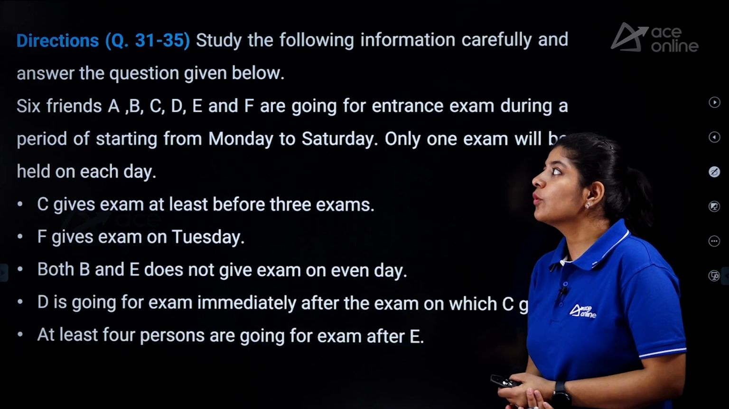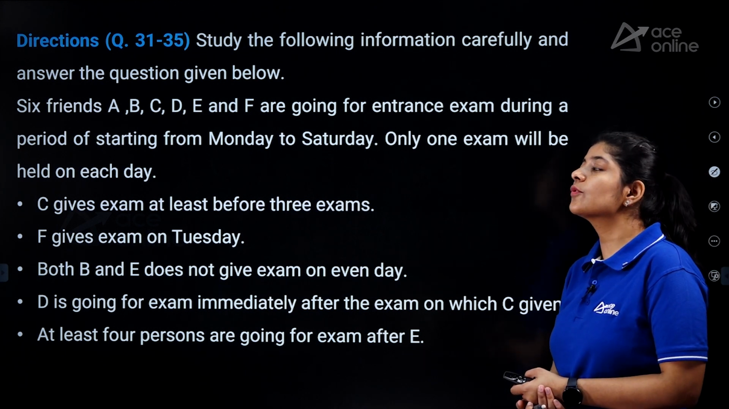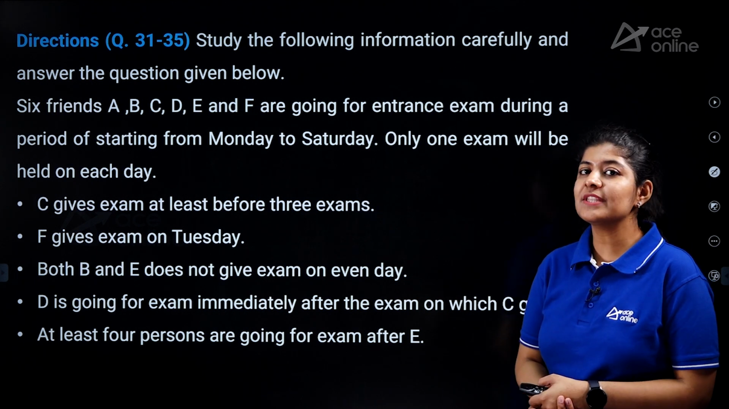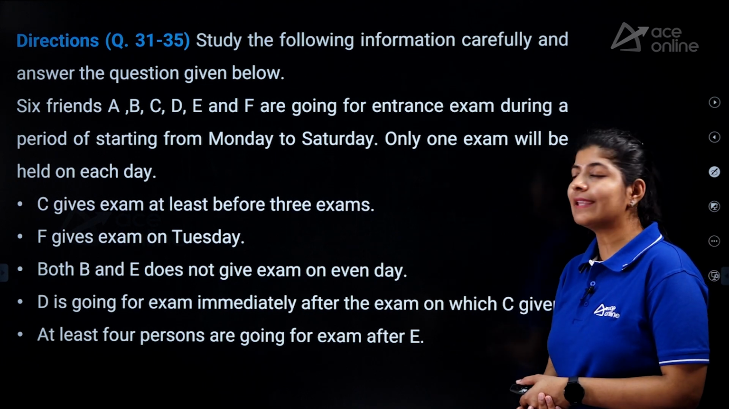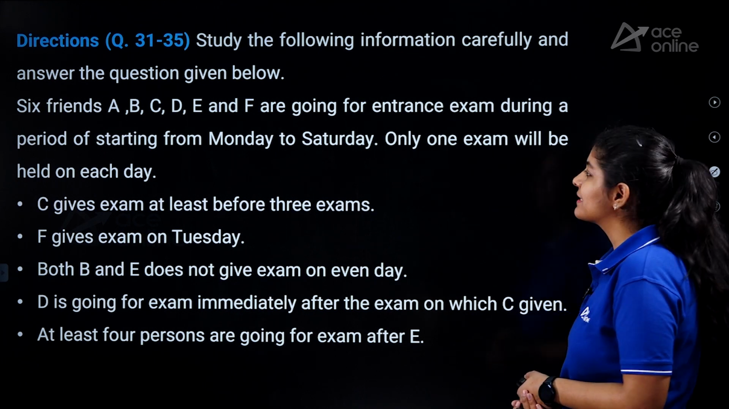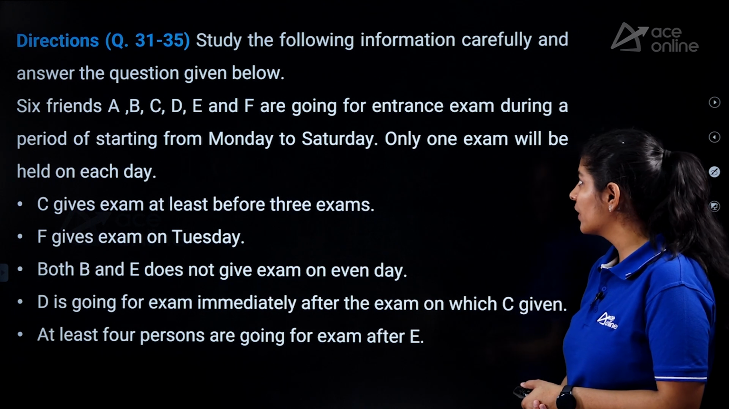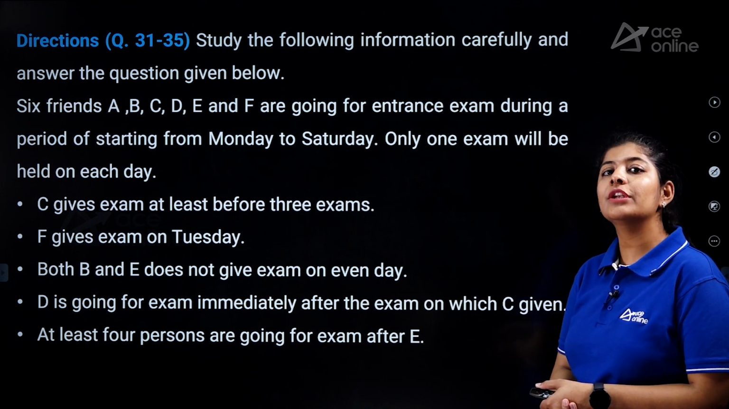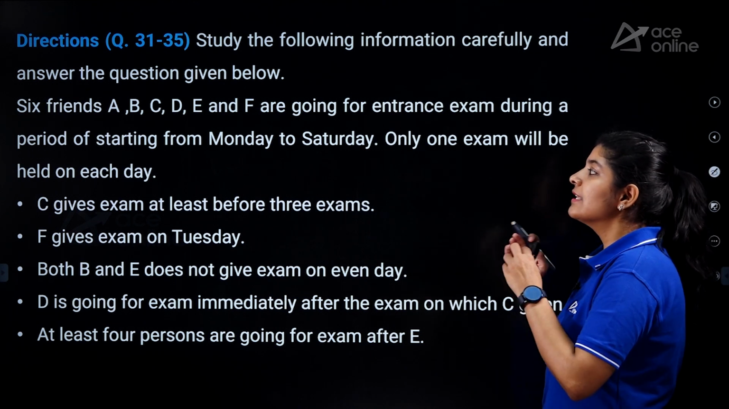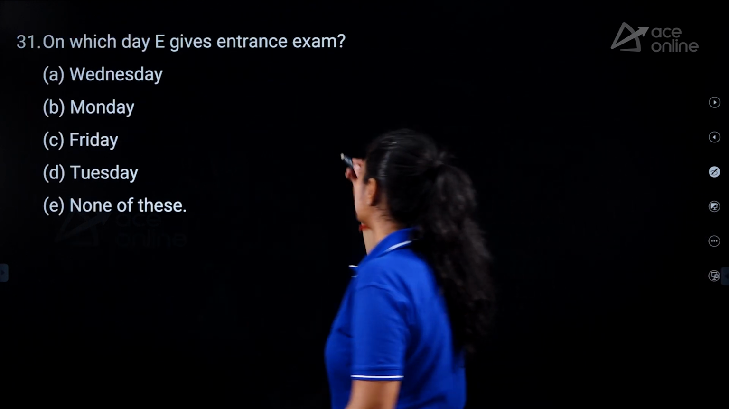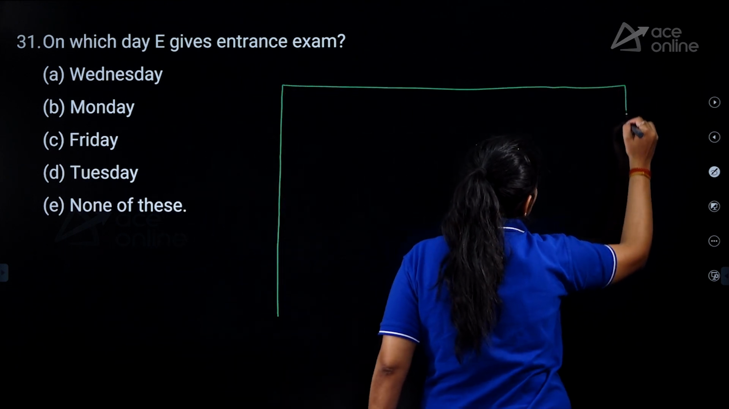Okay. So the question says that, study the following information carefully and answer the question given below. So the information says that the 6 friends A, B, C, D, E and F are going for entrance exam during a period starting from Monday to Saturday. Only one exam will be held on each day. Is it clear? Basically, there are 6 days, and on these 6 days, 6 persons are going to give the exam. So here I am going to draw the chart.